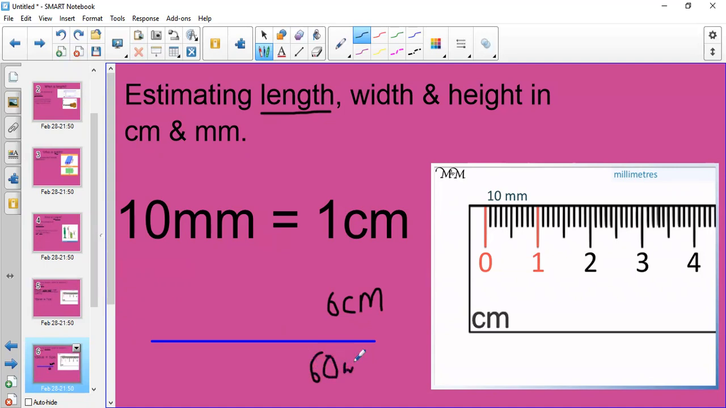To confirm your estimation, you just need to actually measure, for example, the line or the object to double check your answers. So that's how you estimate. You just have a look and have a little guess at what you think might be the length, or if it asks for the width or the height. You just have a guess. And then afterwards, that's when you can double check by actually physically measuring the line or the object with a ruler.